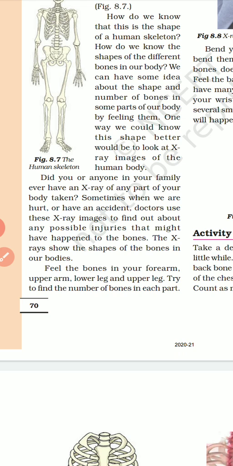Okay, if anyone has taken any kind of X-ray before, you can click the picture and show me.